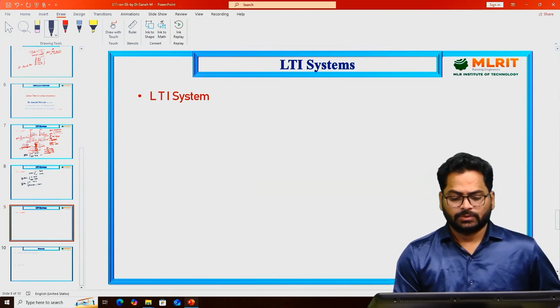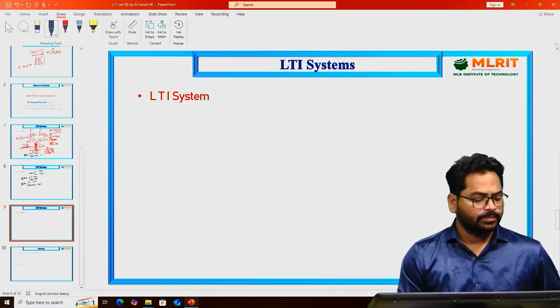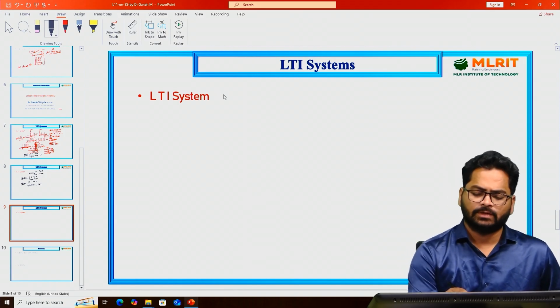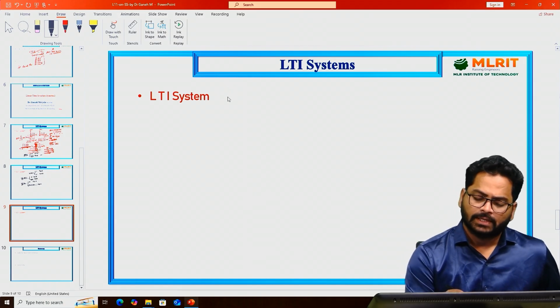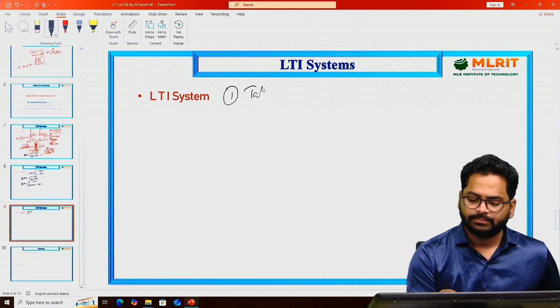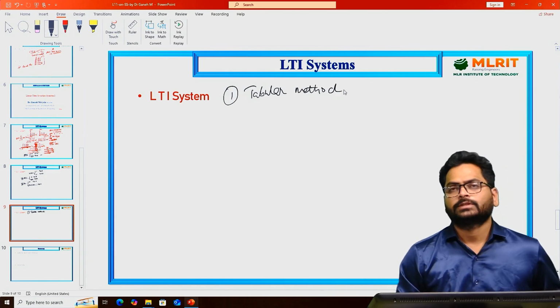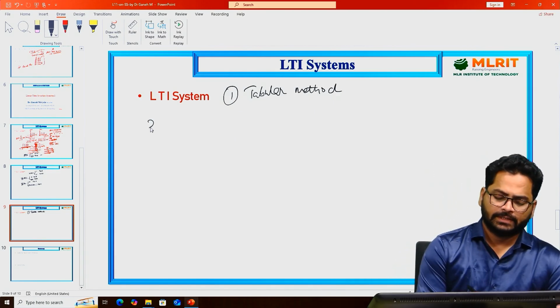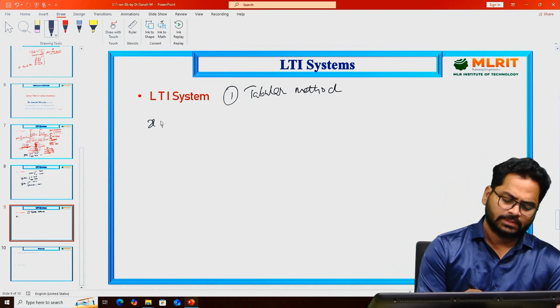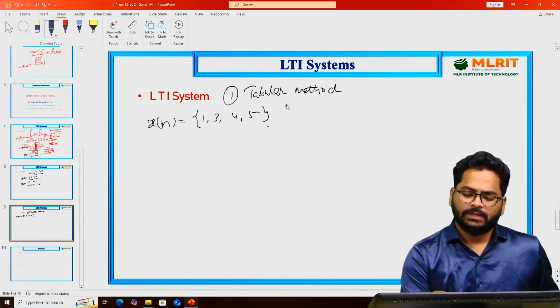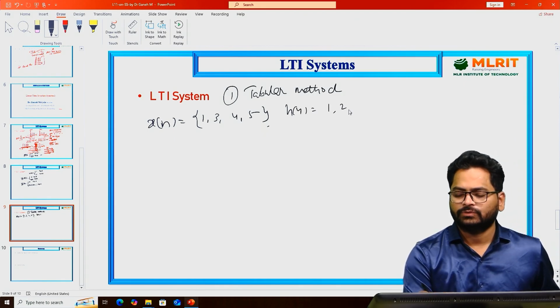Next, is there any other method to evaluate the discrete time signal convolution? Of course, we have different methods for discrete time convolution. One is the tabular method. First, let us take x of n as 1, 3, 4, 5. This is one signal, and the second one, h of n, is 1, 2, 1, 2. This is another signal.